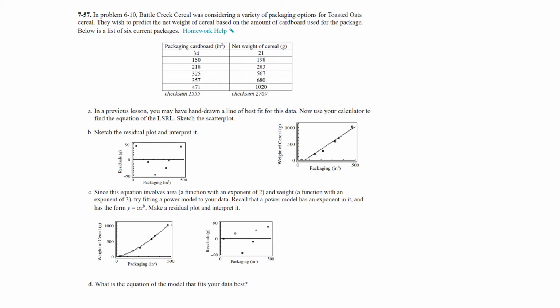Question 57. In problem 610, Battle Creek cereal was considering a variety of packing options for toasted oat cereal. They wished to predict the net weight of cereal based on the amount of cardboard used for the package.